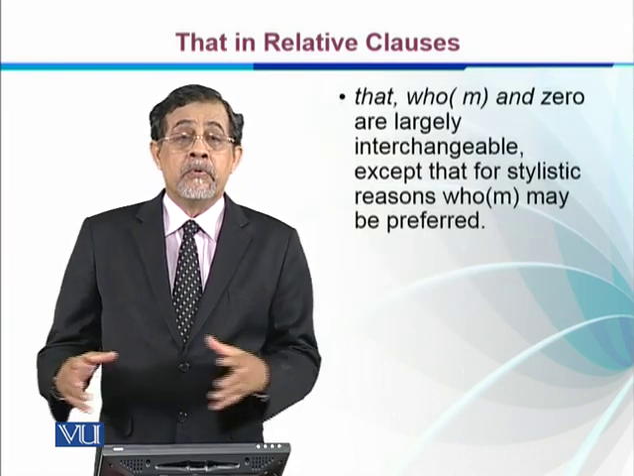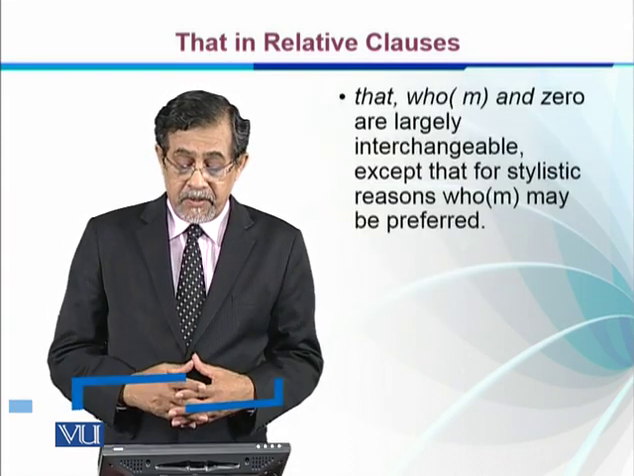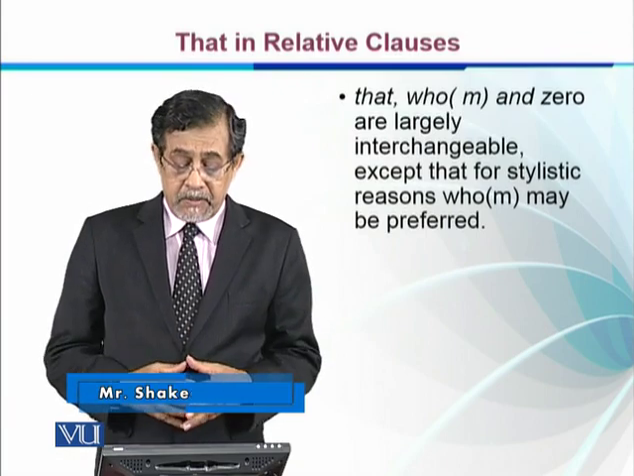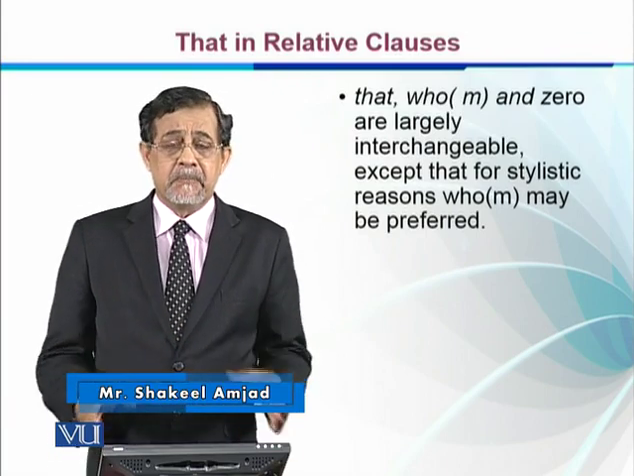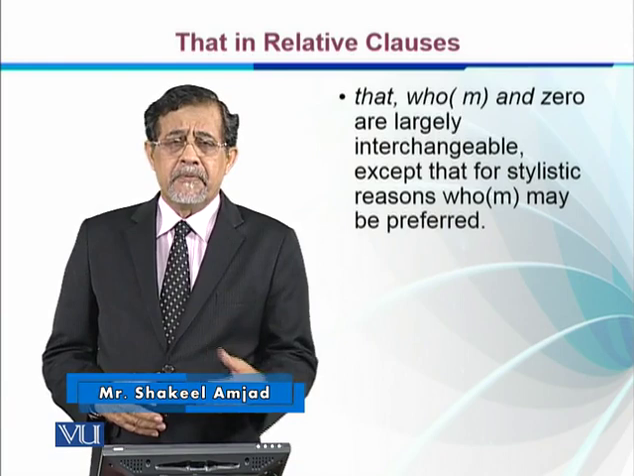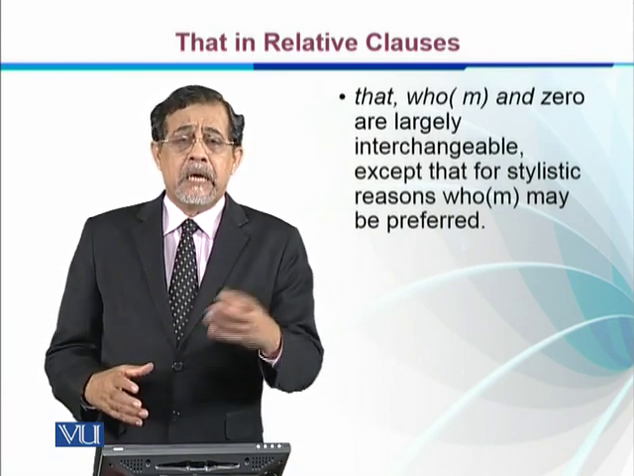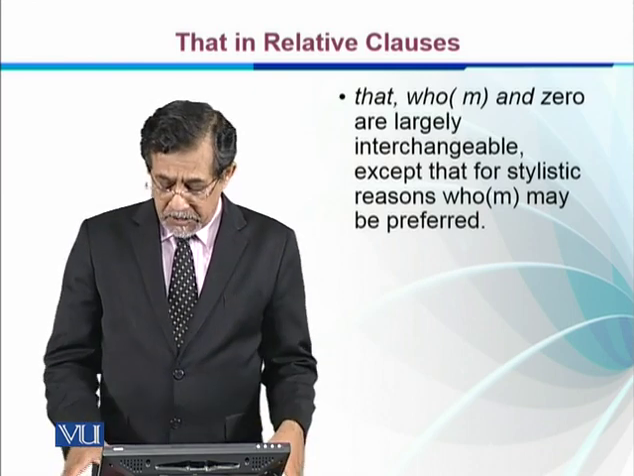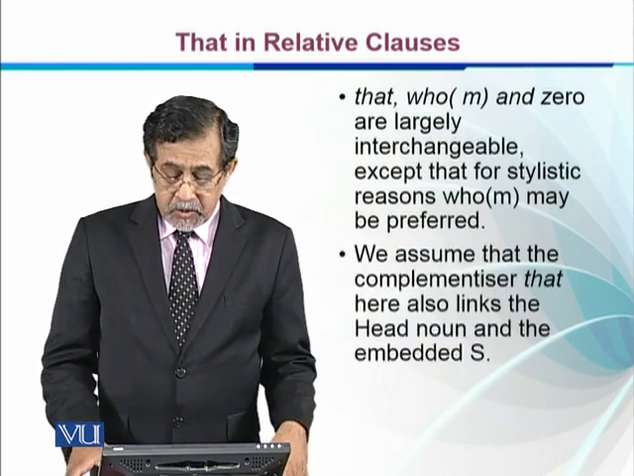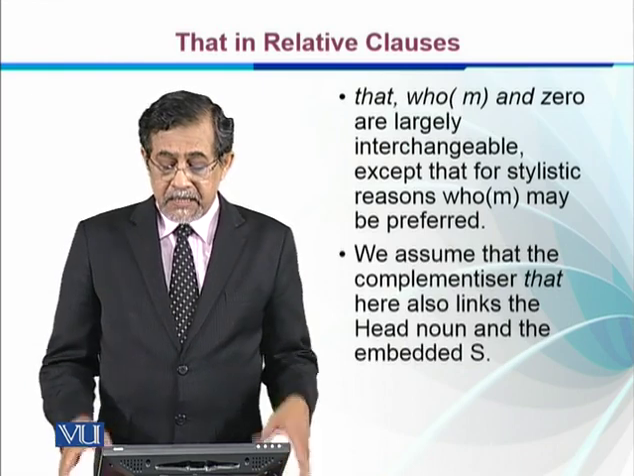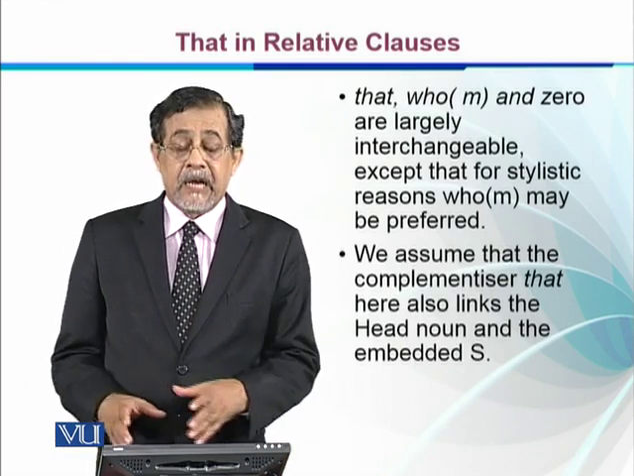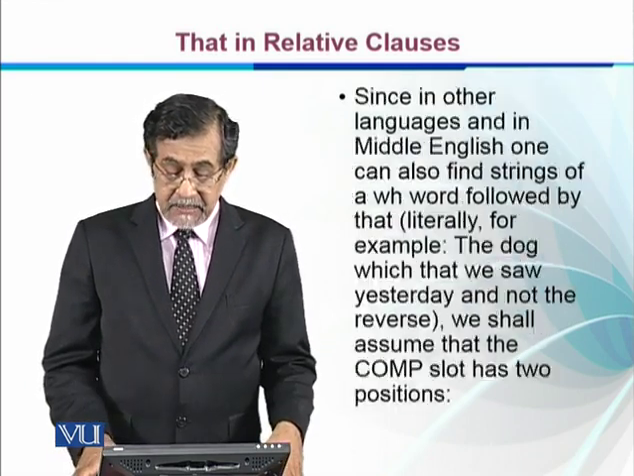So that, whom, who, etc., or zero, they are interchangeable except for stylistic reasons, because in prescriptive grammar we use who for person, which for thing, and that for both. However, in some cases that is not possible, right? So we assume that the complementizer that here also links the head noun and the embedded S.